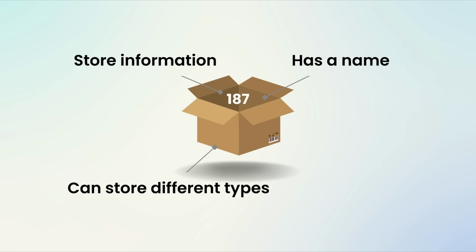Finally, the content of each box is the variable's value. The content can change over time, just as you can replace what's inside a box. I hope this analogy makes sense to you. Let's dive into practice and create our first variables.